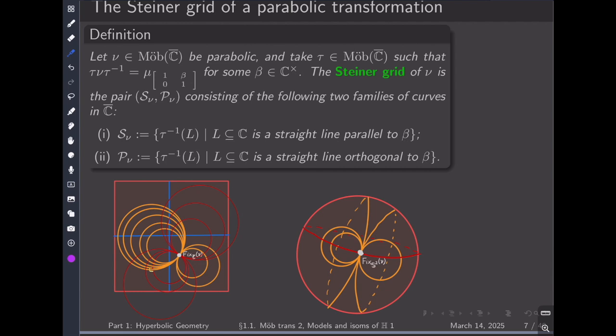Right. And maybe something that I should have written here is that this tau sends the fixed point of nu to infinity. So maybe I should write this. So, tau of the fixed point.